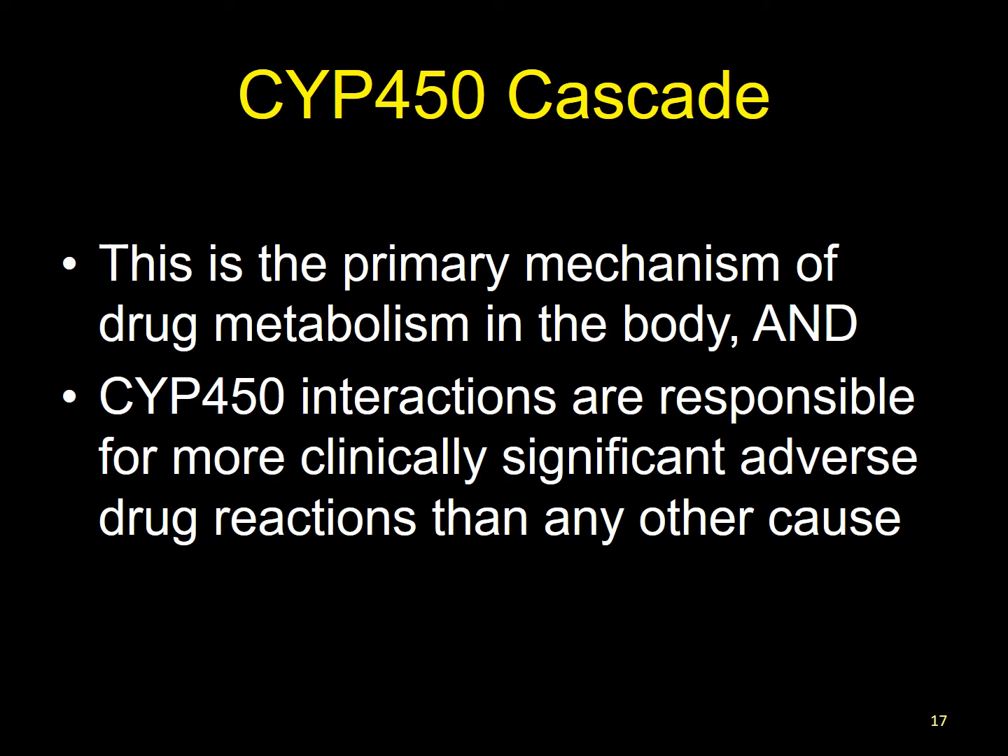Now, the one where the name doesn't tell you what's going on is the cytochrome P450 cascade. And the cytochrome P450 cascade, interestingly, is the primary mechanism by which most pharmacologic agents are metabolized. 2/3 of all prescription drugs are metabolized by the cytochrome P450 family of enzymes. So we do need to know what they are. Because most drugs are metabolized by cytochrome P450 interactions are responsible for more clinically significant adverse drug reactions than any other cause. So, of course, it's important to know about it.